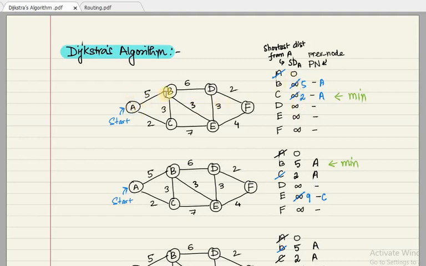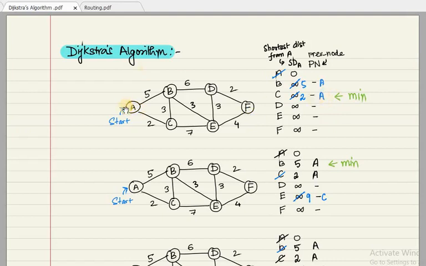So if you concentrate on A, it is linked to B and C, so of course, that means we can now update B and C. To go from A to B, the distance is 5, and to go from A to C, the distance is 2. So that's why we have written 5 for B and 2 for C. Simple. And what is the previous node to reach B? Of course, to reach B, the previous node is A, and to reach C, the previous node is also A, and that's why we have written A and A here.